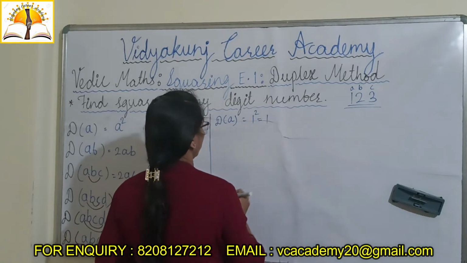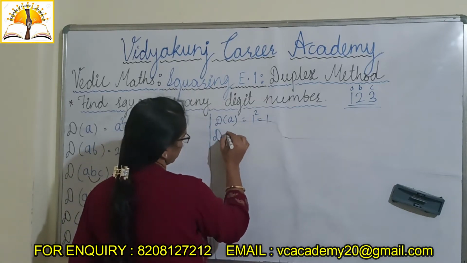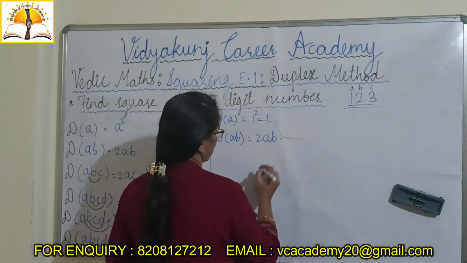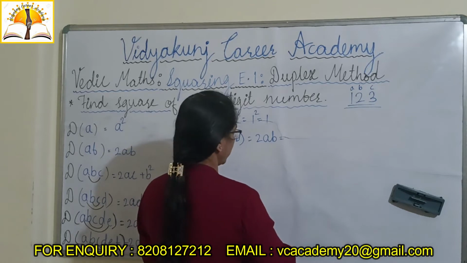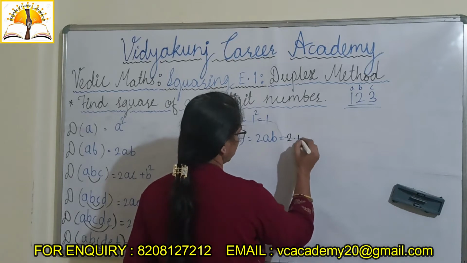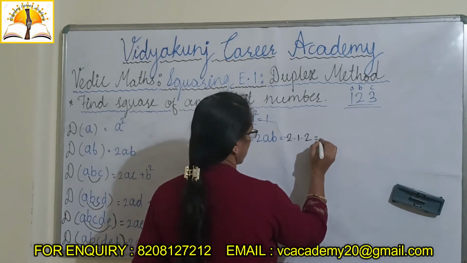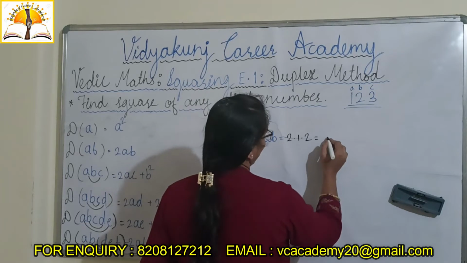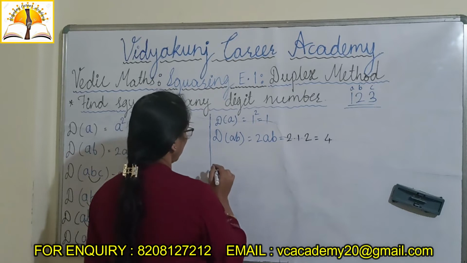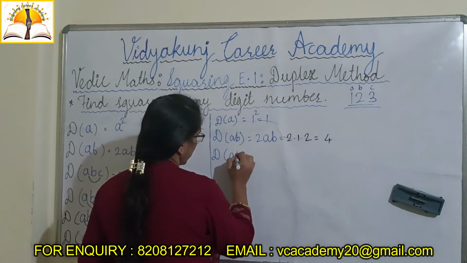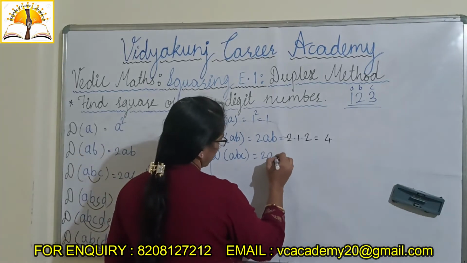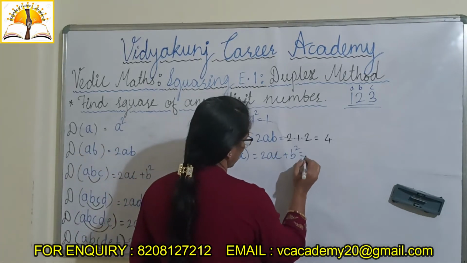1 square, 1 only. Then AB. Here 2AB means 2 we have to put as it is. A means 1, B means 2. Here our answer will be 4 only. Yes or no? Now next, 2ABC. In this you know what is the rule here? 2AC plus B square. Yes or no?